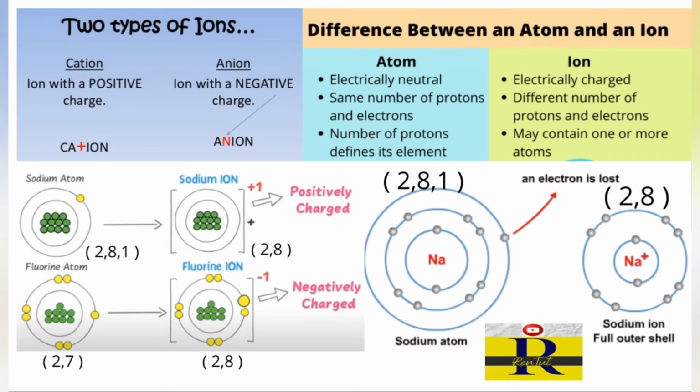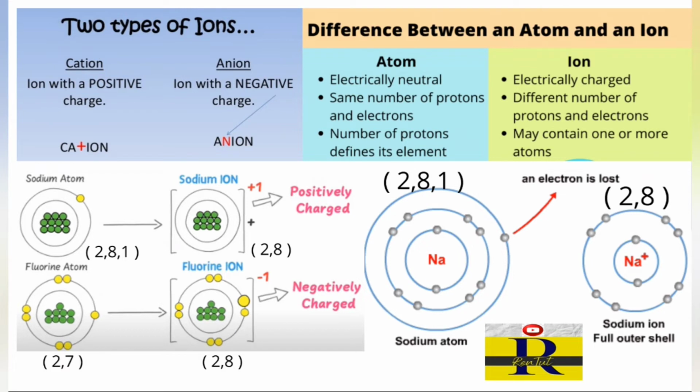There are two kinds of ions. One is the cation and the second is the anion. An ion with positive charge is called a cation, and an ion with negative charge is called an anion. Now we will learn what is a cation first.